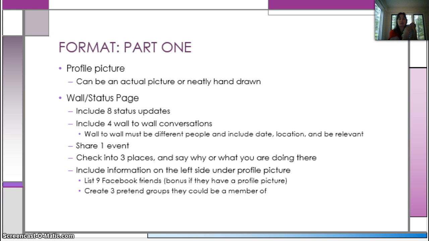You also need to include information on the left side underneath the profile picture. You will need to list 9 Facebook friends. If you put a profile picture with each of those friends, you will get extra credit. You also need to create 3 groups that they could be a member of. These do not need to be real groups. You can make up something, be creative with it.